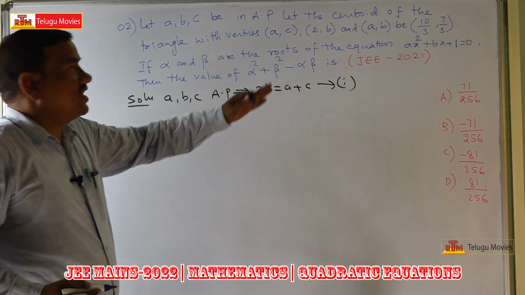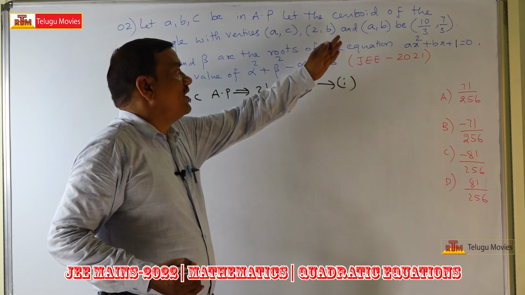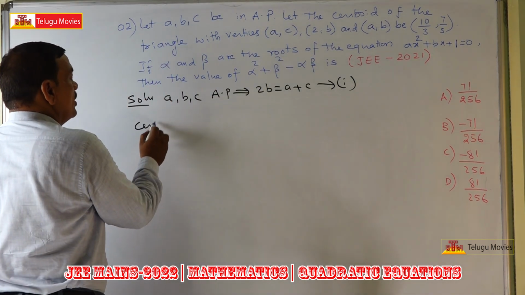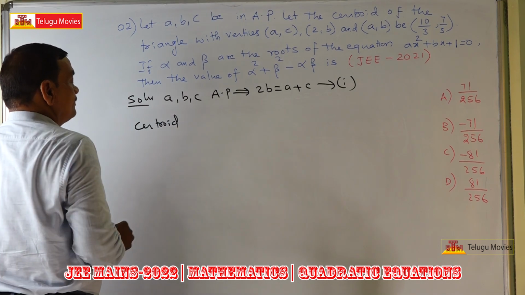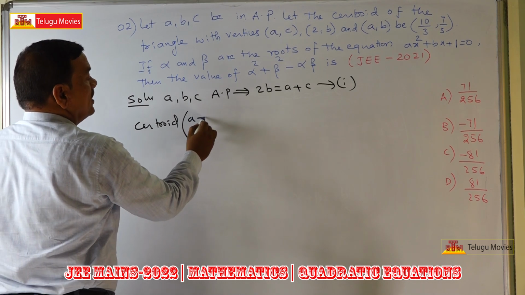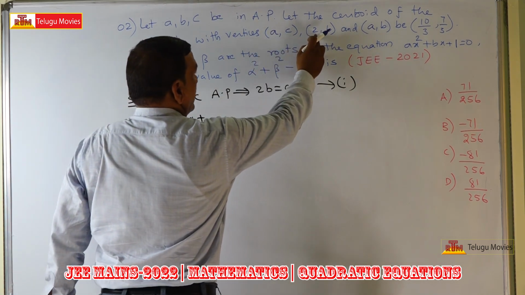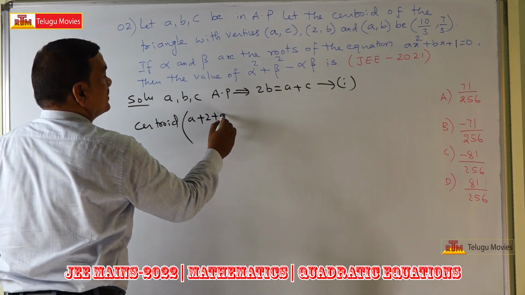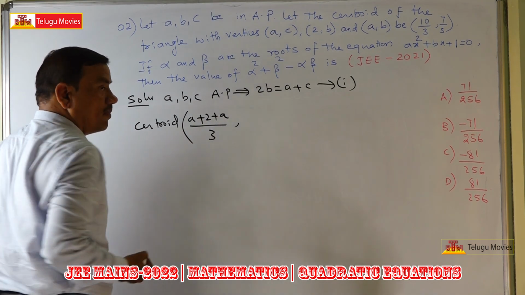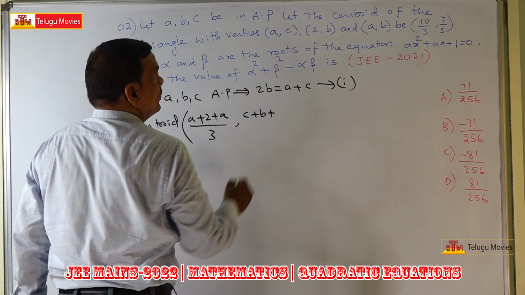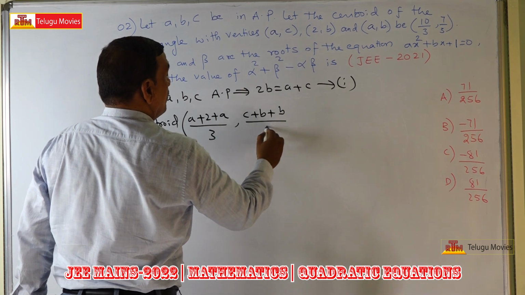There are three vertices: (a, c), (2, b), (a, b). So, what is the centroid of the triangle? The centroid is (x1 plus x2 plus x3)/3, comma, (y1 plus y2 plus y3)/3.